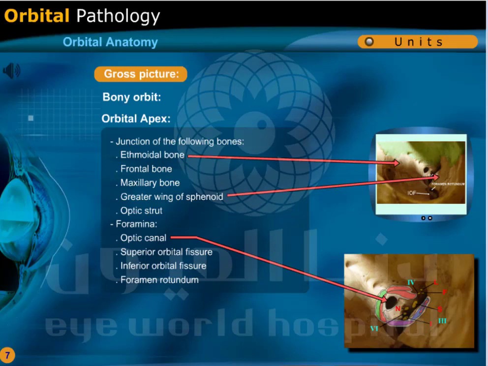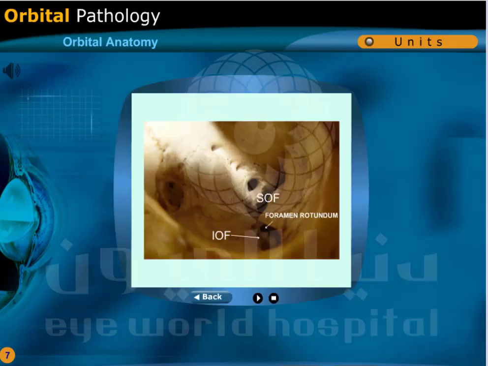Orbital apex. It is the junction of the following bones: ethmoidal bone, frontal bone, maxillary bone, greater wing of sphenoid, and optic strut. Foramina include optic canal, superior orbital fissure, inferior orbital fissure, and foramen rotundum.